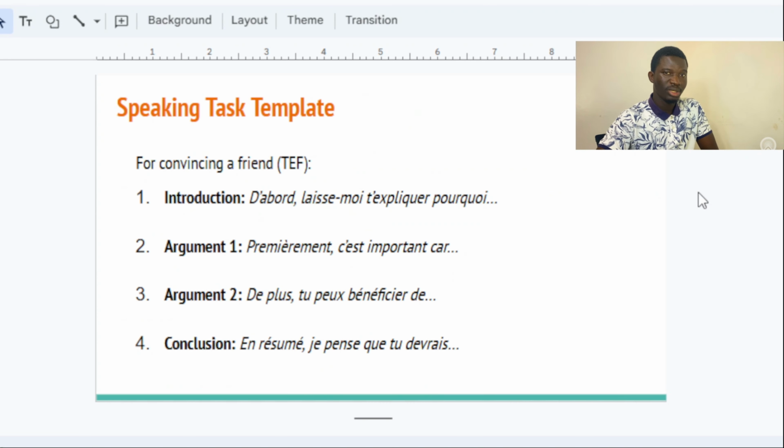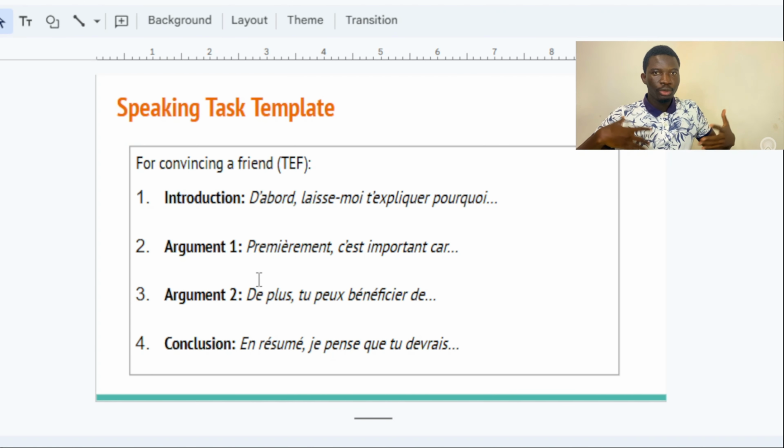Yeah, so in the TEF speaking, the second section, they ask you to convince your friend, right? To convince your friend to come with you, to do something with you. So here's a template that you can use for this, and I have some transition words in them. When you're introducing, I've talked about this in the course, the structure that you need to use in this task. So it's introduction, 2 arguments, and conclusion. For the introduction, the words that you can use to begin, you can say d'abord. D'abord means first of all. Laisse-moi t'expliquer pourquoi. It means please let me explain why. And then you continue with your arguments.